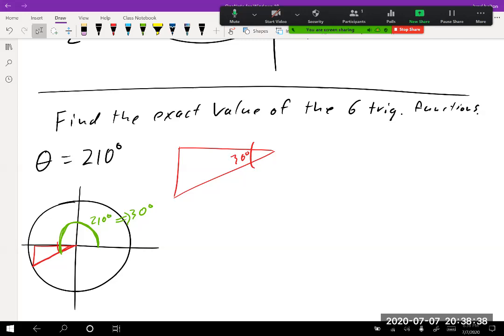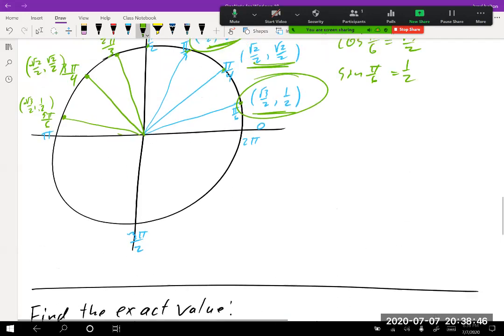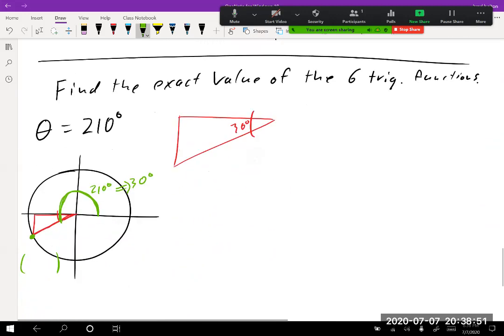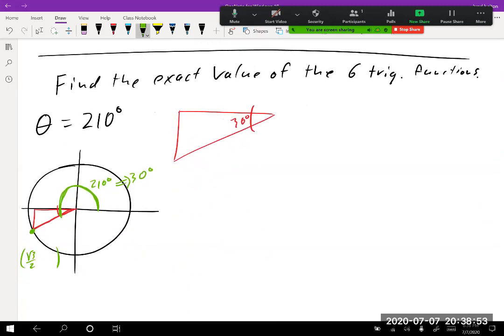Now I know right here that my x and y coordinates are related to the 30-degree angle. So all I do is go up to my unit circle, and it's square root 3 over 2 and 1/2. So I'm just going to put square root 3 over 2 comma 1/2.